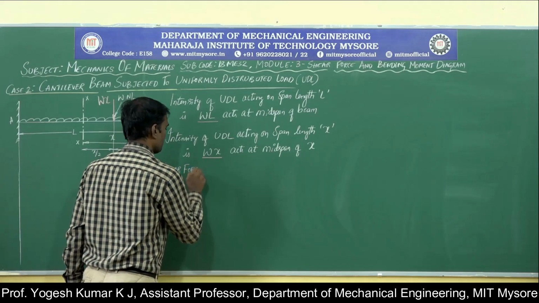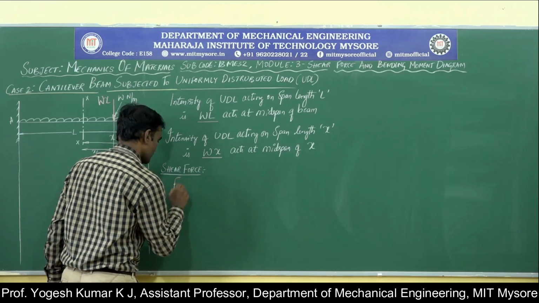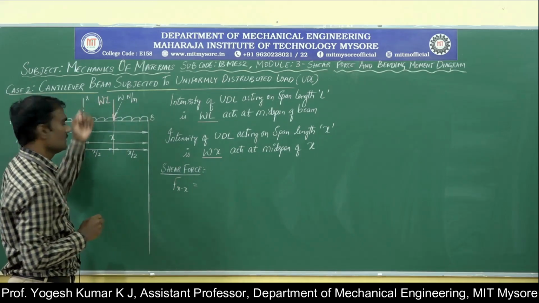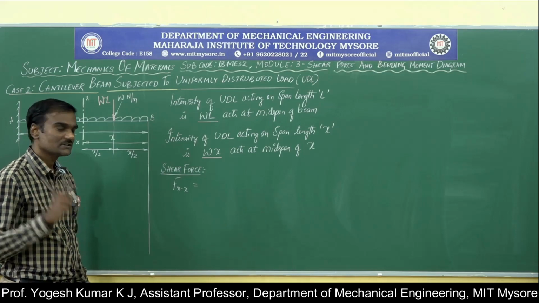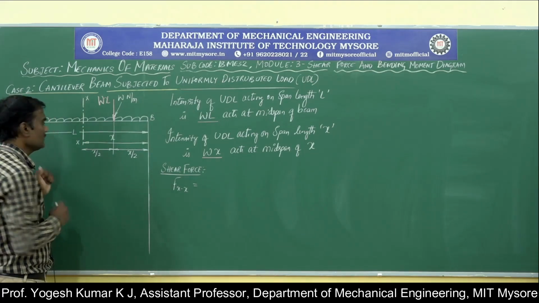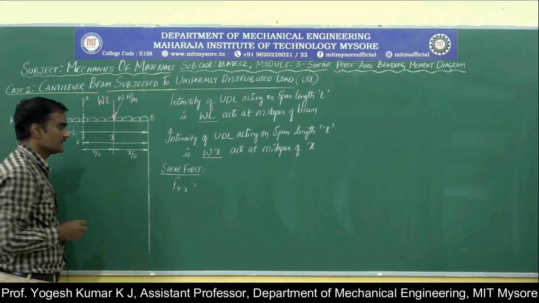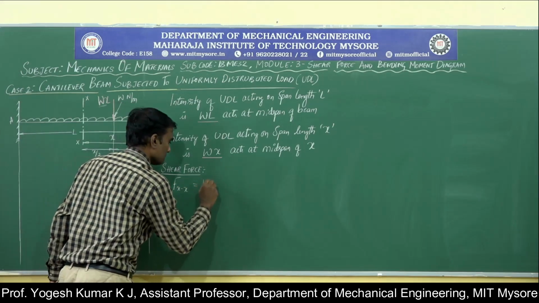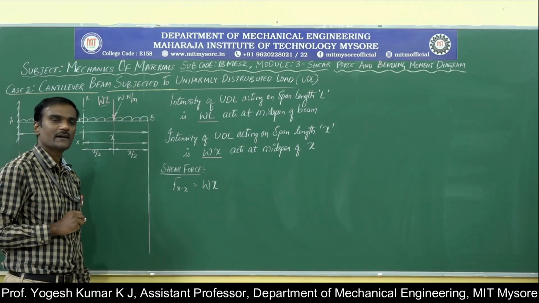Again, the next part remains the same, like we will start with shear force. So the shear force notation, we will call it Fxx, because we are taking the shear force at the section xx. Again, use the sign convention. To the right side of the section, if the forces are acting downwards, it is positive, and the force that we have is W into x.